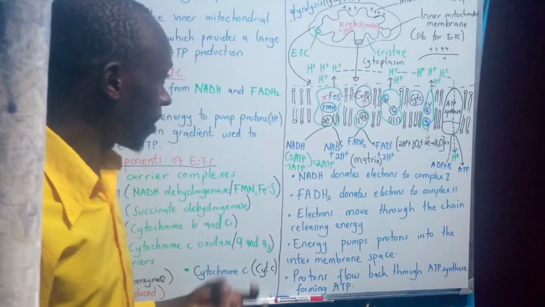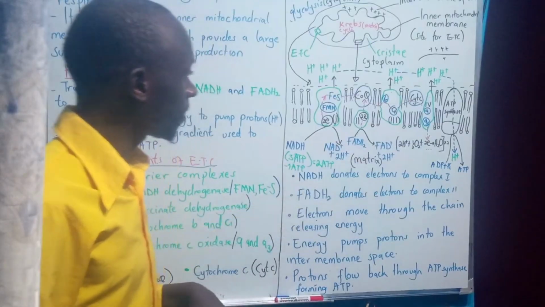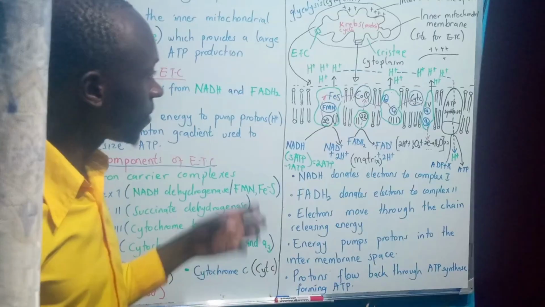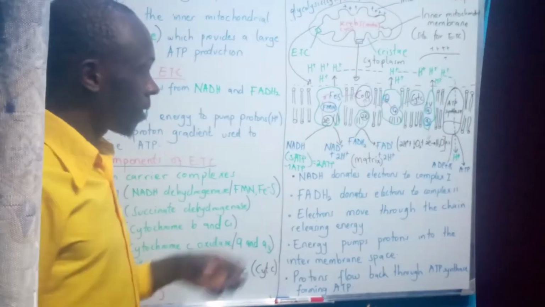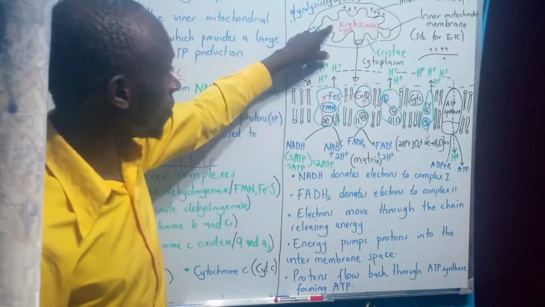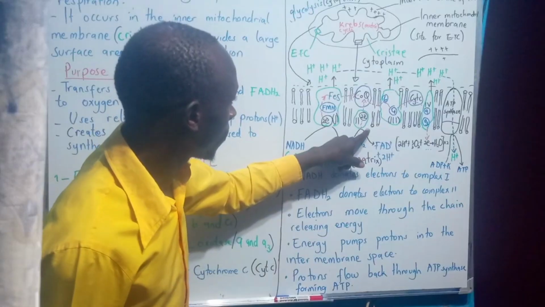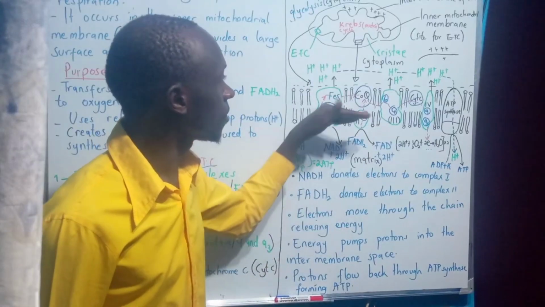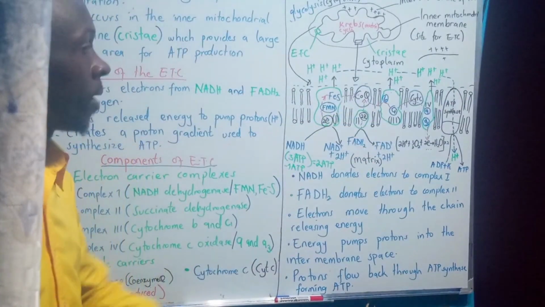FAD produces less energy because it joins the electron transport system later on. So each FAD molecule is going to be producing 2 ATP molecules. But remember, FAD doesn't require any energy to cross because it is already found in the mitochondrial matrix. So it will instead just donate its electrons to complex number 2, and then those electrons are going to be carried later on to the next carriers.